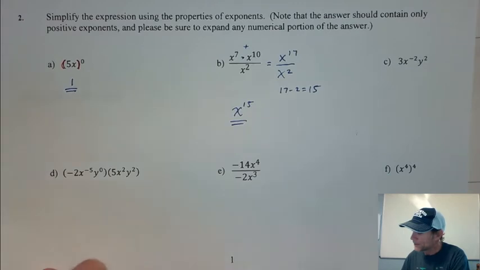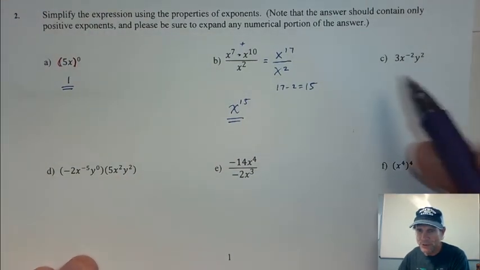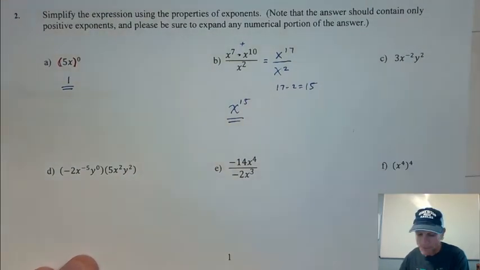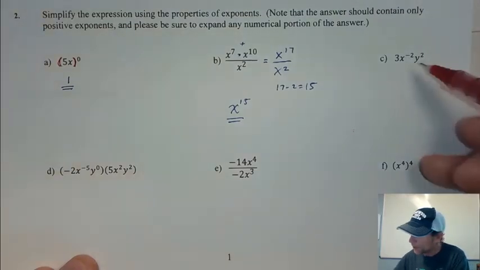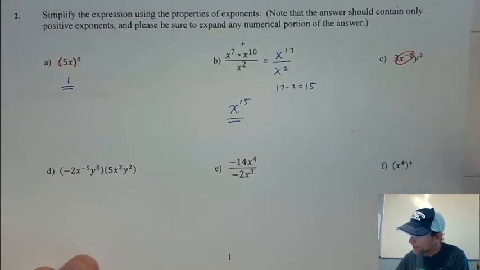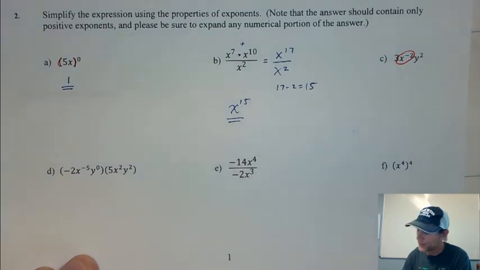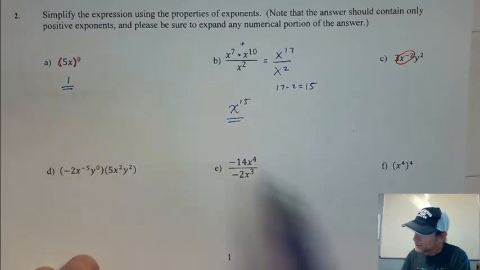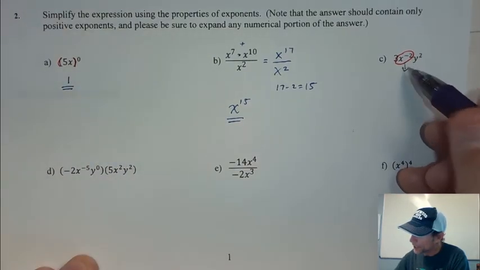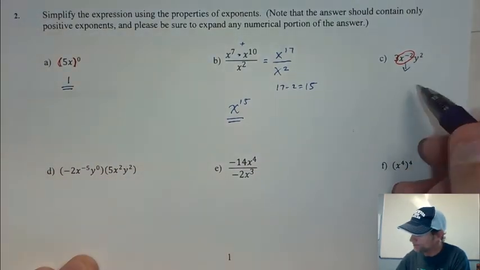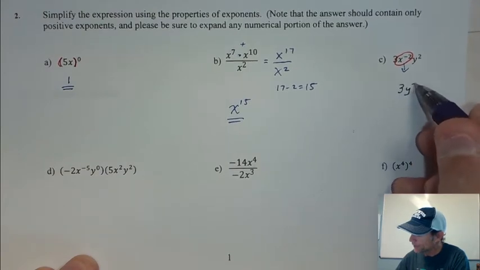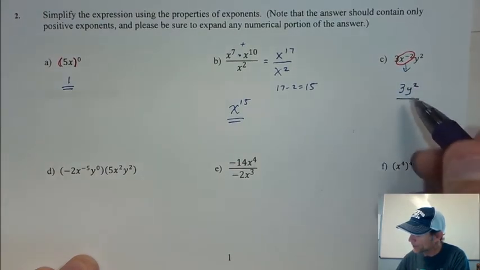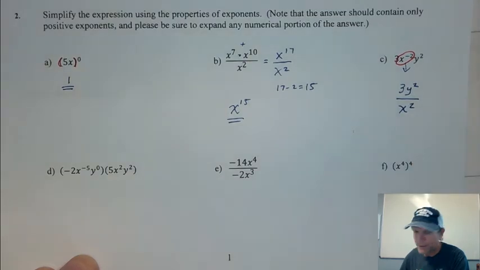All right, looking at the next one, there really isn't too much to do with it. The main thing I have to focus in on here is that I have this x to the negative 2, and it does say write your answer with only positive exponents. So what I'm going to do is push that to the bottom of the fraction. So I have left on the top of the fraction 3y squared, and then I move the negative exponent to the bottom of the fraction. It comes from the negative exponent rule.